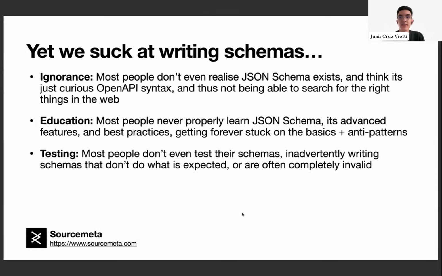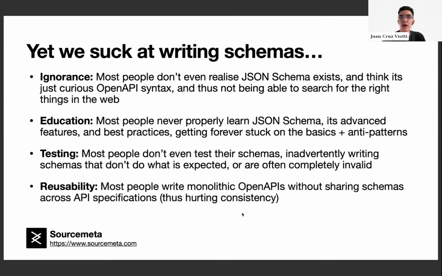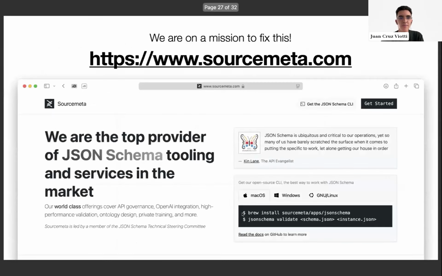Another one is testing. I see that most people never test their schemas. They might write lots of schemas, like hundreds of them, that look okay, but they actually don't do what you expect. I think that's a major, major problem. And also, most people I work with write monolithic OpenAPIs without sharing schemas with other OpenAPIs at all. They will just copy paste stuff. And again, they end up hurting compliance, which is one of the key reasons that you want to do this.